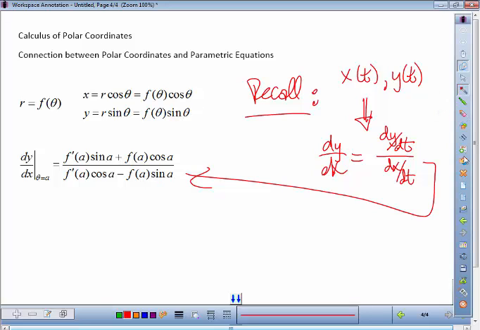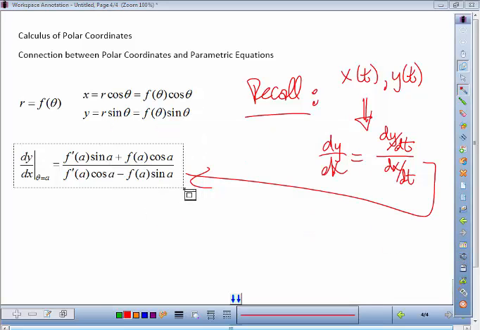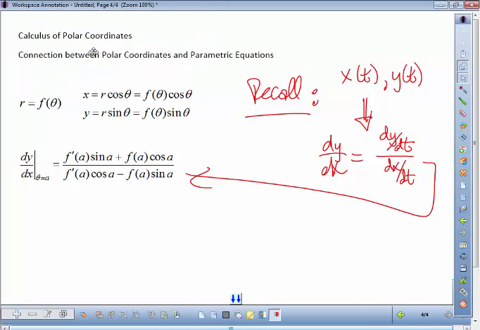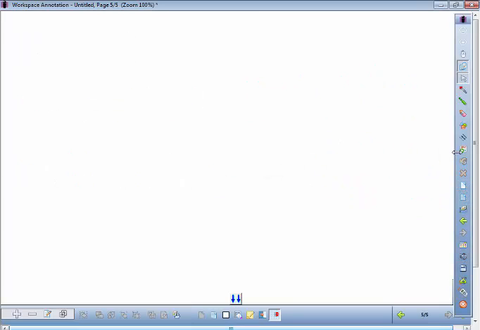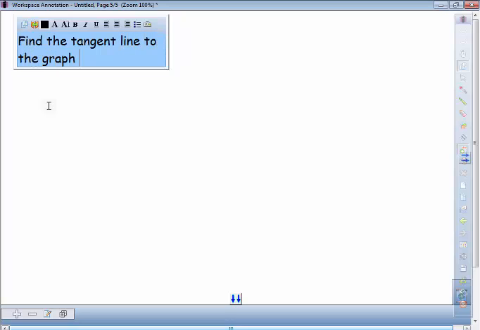Okay, so let's take this formula. Now we can find the slope of the tangent line. So let's ask that question. Find the tangent line. Let's go all the way to the tangent line instead of just the slope. I think most of the questions that they ask you just find the slope. Find the actual tangent line to the graph. Let's take our limaçon graph.